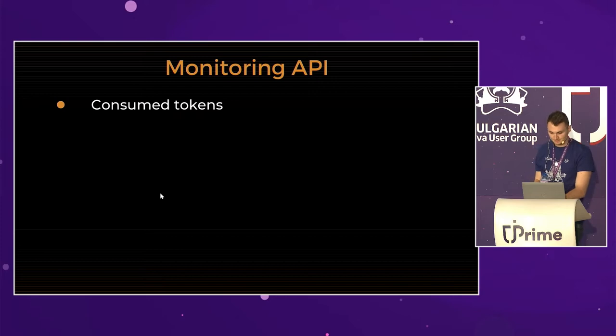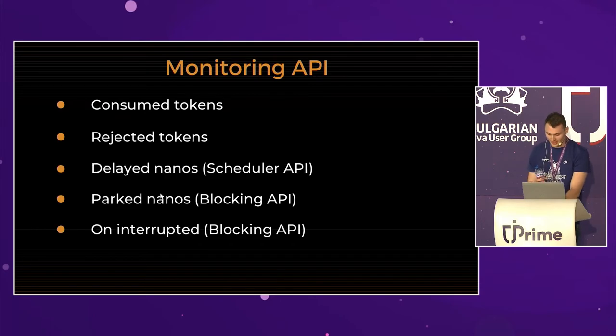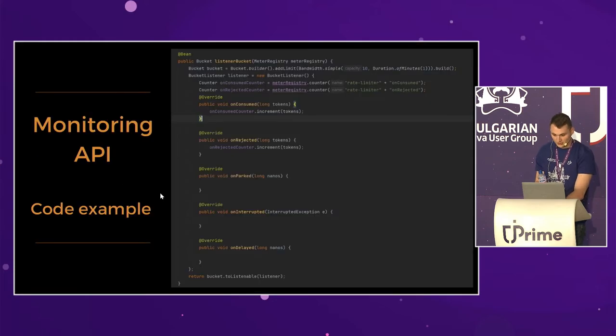When should we use it? Oh, before that, which types of metrics can we monitor? First, when we consume a token, when we reject a token, and other things, but it's not related to our wrapper, unfortunately. This is another type of API. So how do we do that?